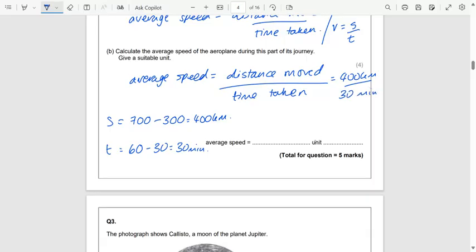And you have a choice of unit here. So if you want, you can just leave it in kilometres per minute. That's absolutely fine. Or you could have converted. Now, you don't get additional marks for converting, but you just need to make sure that your unit matches the type of number that you've done. So I'm going to leave mine in kilometres per minute, and 400 divided by 30 is about 13.